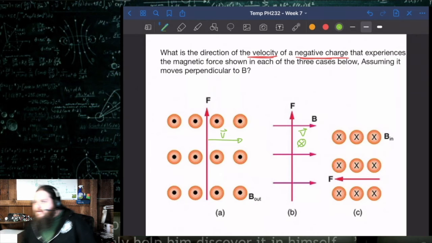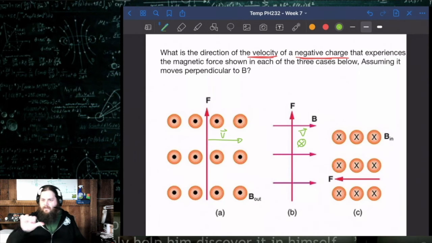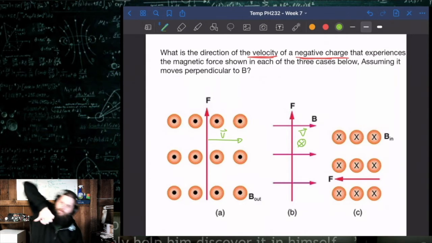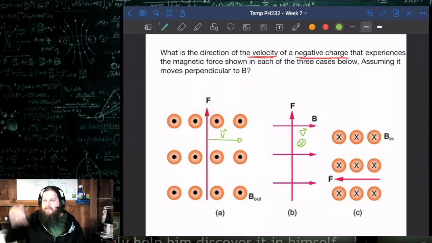Last one, my force is going this way. My magnetic field is going into the screen. I got to flip it because it's a negative charge, right? So really, I'm curling like this because I need to curl my fingers into the screen and have my thumb pointing this way. So that means my velocity is pointing downwards.